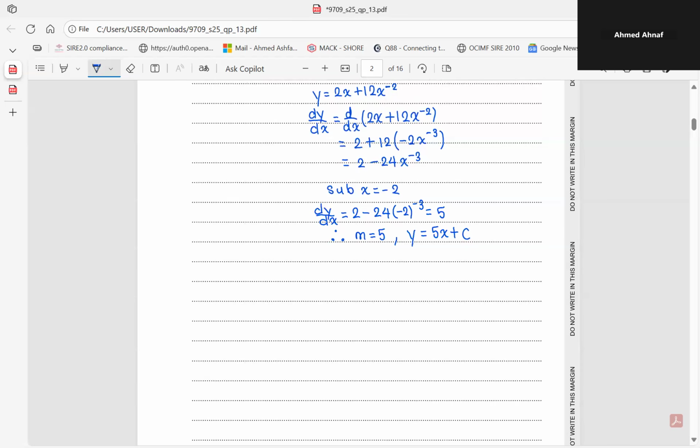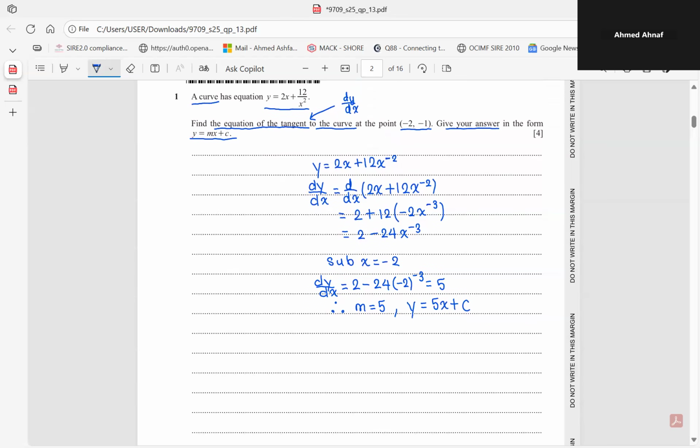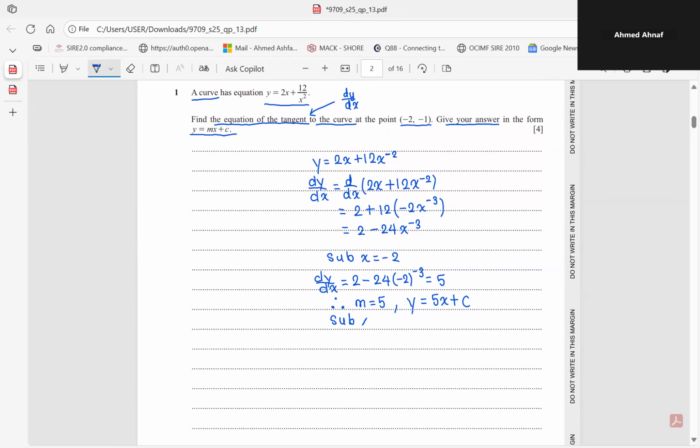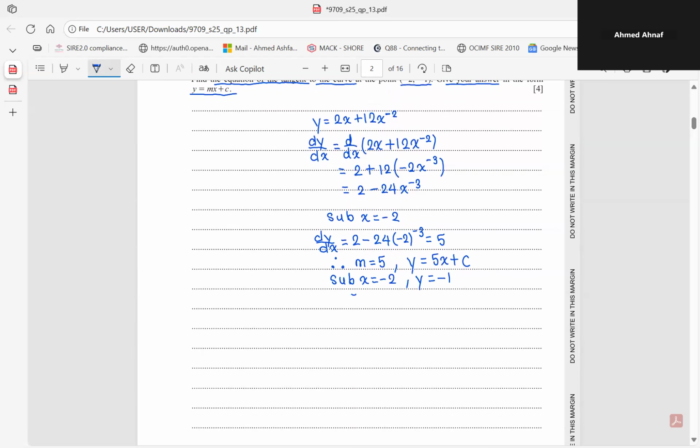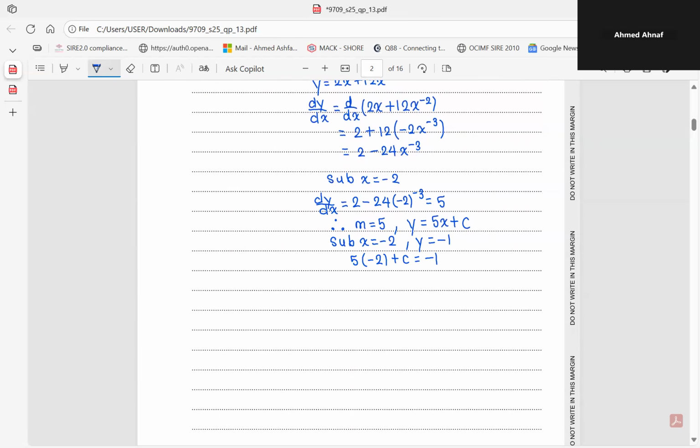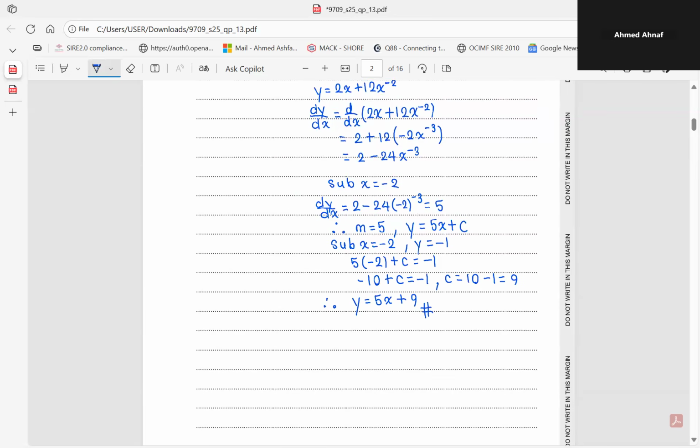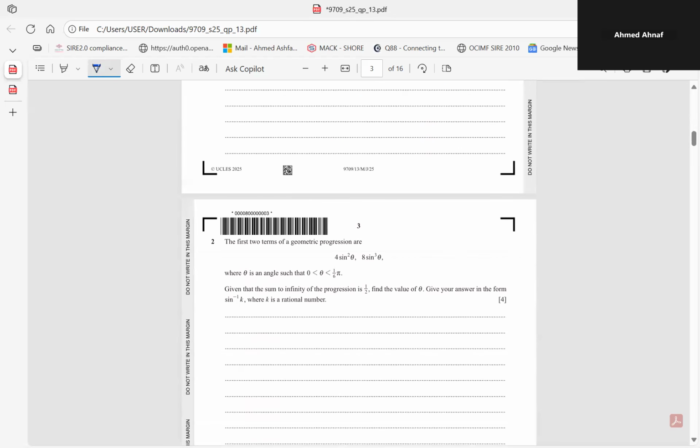Now to find the value of c, we're going to substitute the set of coordinates. So we'll substitute x equals negative 2 and y equals negative 1. This would give us 5 times negative 2 plus c equals negative 1. So this would be minus 10 plus c equals minus 1. And this will give us c equals 10 minus 1, which is 9. So hence our final answer would be y equals 5x plus 9. So this is our final answer for this question. Let's head on to the next question.